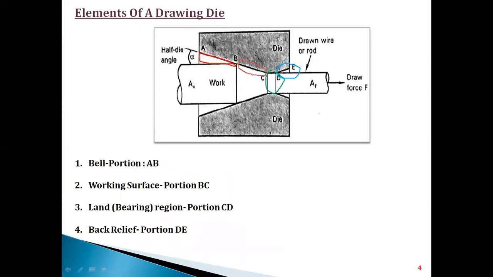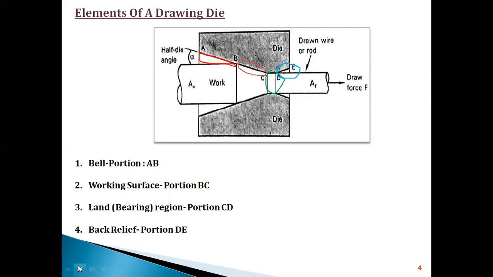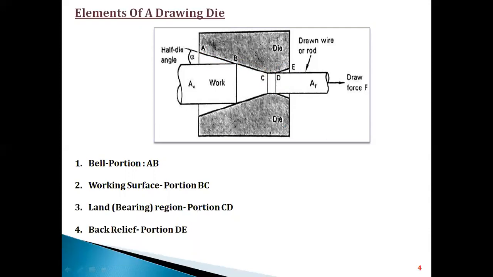Initially, the portion I was discussing was the bell portion. It is nothing but the entrance of a die itself. In very simple words, the entrance of a die is known as the bell portion. Its shape is designed in such a fashion that once the workpiece enters through this die, it will draw the lubricant along with it.